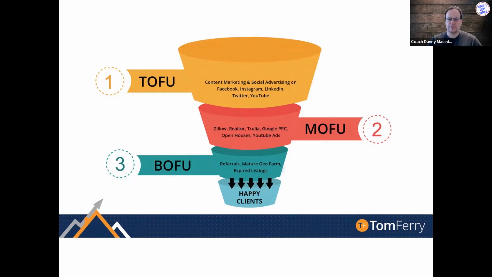Then you have your bottom of the funnel leads. Now, this is where you're having more of your conversations with people. You're actually talking to them and asking them the qualifying questions. So they are closer to making a decision. If you pick up the phone, call your database and ask them, hey, have you had any interest in buying or selling a home? And they say, actually, yes, that would be considered a bottom of the funnel lead, because now you have a better understanding of their plans.